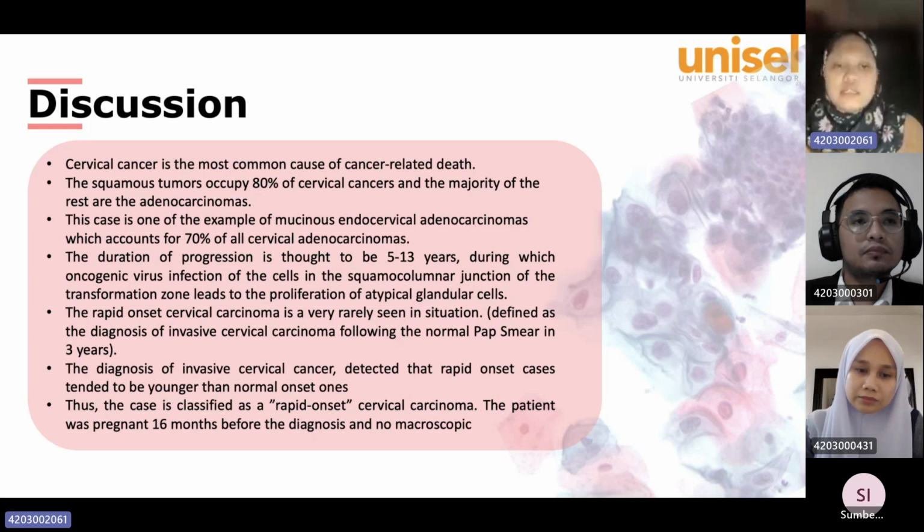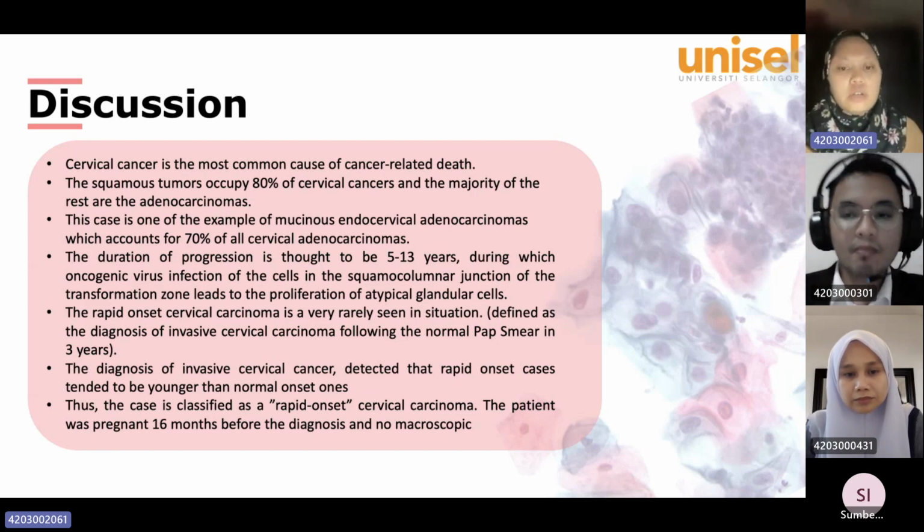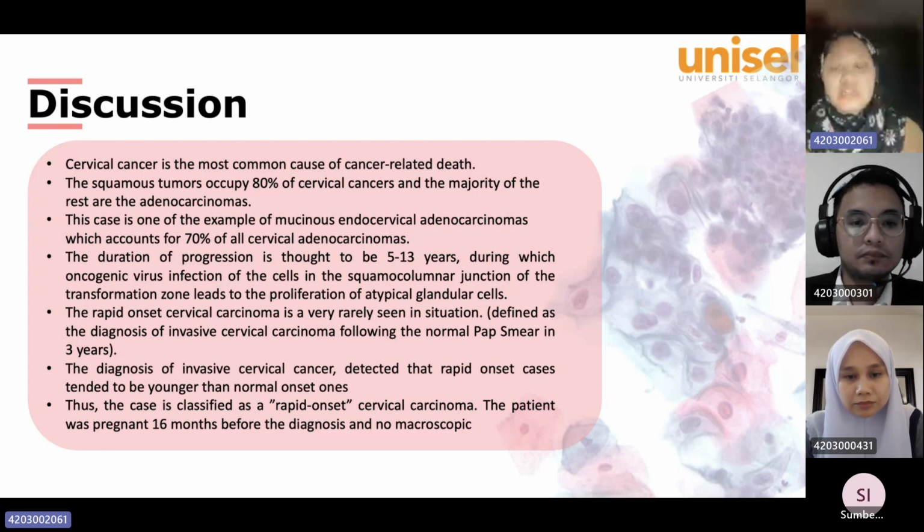This is defined as the diagnosis of invasive cervical carcinoma following a normal pap smear within 3 years. This means this patient had a normal pap smear, but after the fourth pregnancy, she developed a tumor. Okay. Next, the diagnosis of invasive cervical cancer detected that rapid onset cases tended to be younger than normal onset ones. Thus, this case is classified as rapid onset cervical carcinoma. The patient was pregnant 16 months before the diagnosis and no microscopic examination was done.